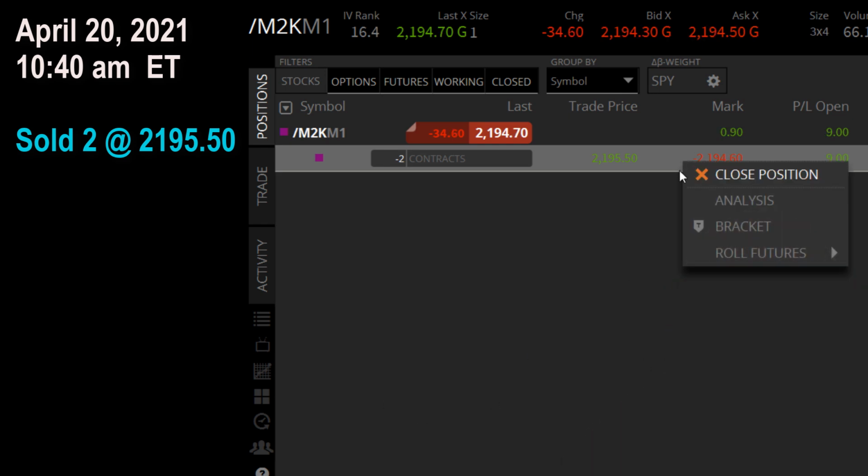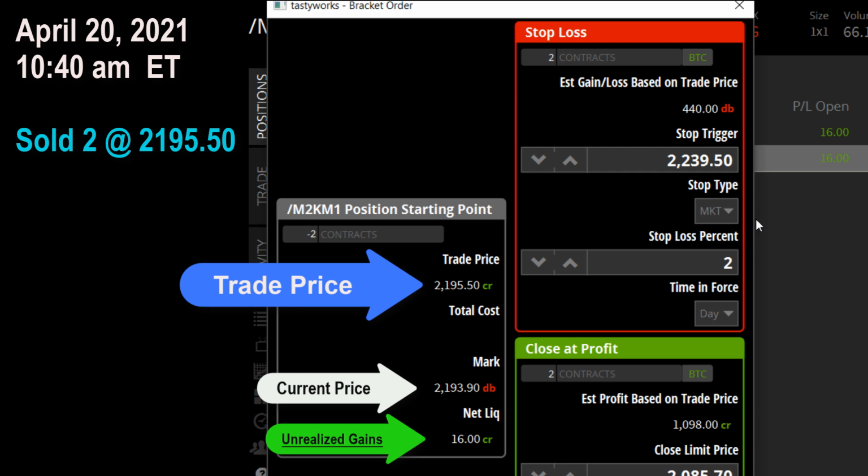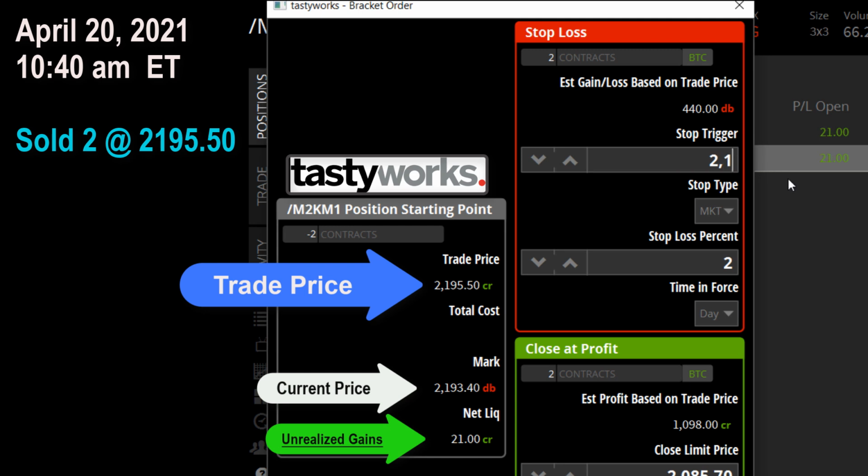Let's get started. It's April 20th, 2021, 10:40 in the morning, and I just shorted 2 of the Russell 2000s. They trade at $5 a point each, so each point will represent $10 in this trade. I shorted them at 21.95.5, and now I'm filling in my bracket order, which I accessed from the trade panel.